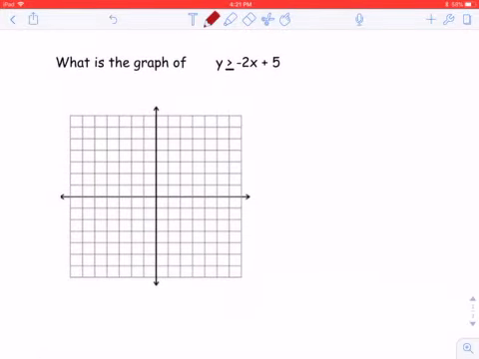The next example. Once again, I'm going to start by graphing this linear inequality by using the y-intercept of +5 and the slope of -2. -2 over 1 tells me to go down 2 and 1 to the right.